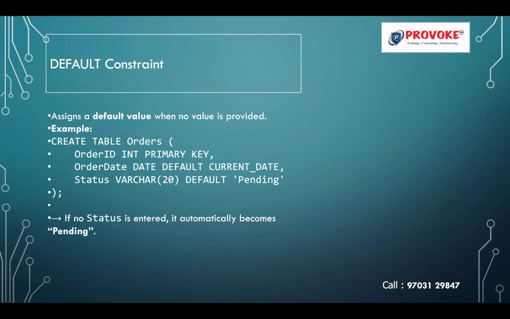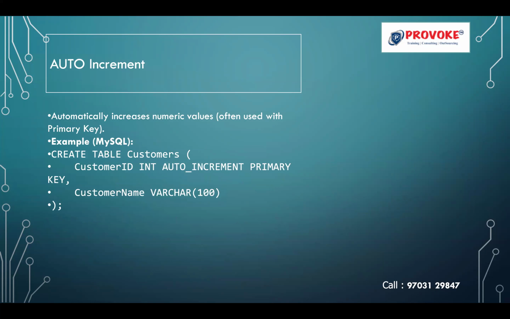Any doubt in this constraint? Next is auto increment. It automatically increases the numerical values, often used with the primary key. Create table customers. In this customer ID integer, I am giving auto increment. So from 1, 2, 3 like that, it will auto increment for each customer ID, and that one I'm considering as a primary key. So the ID of the customer will be incremented automatically by SQL itself. So it increases the numerical value, often used with the primary keys.